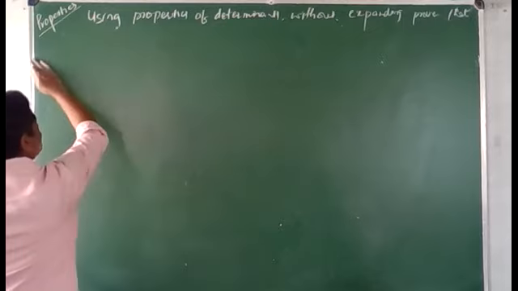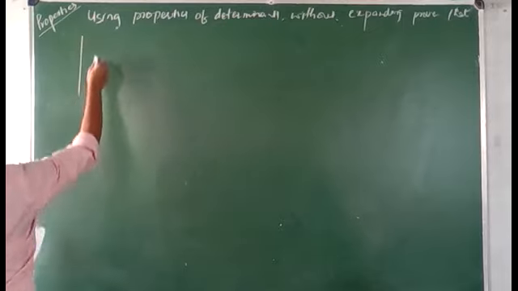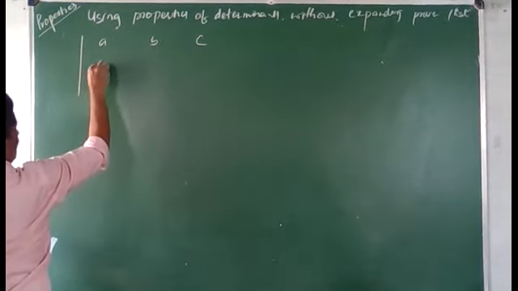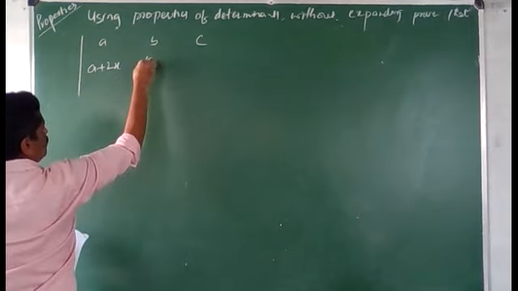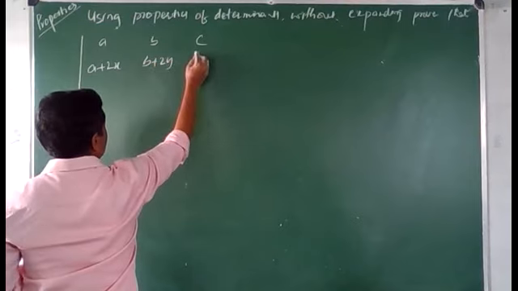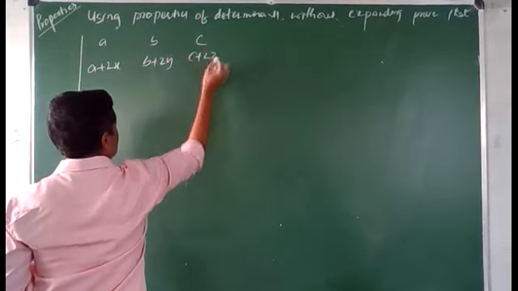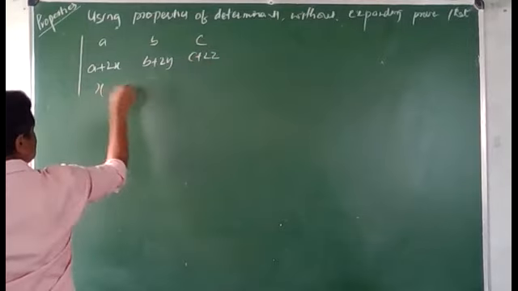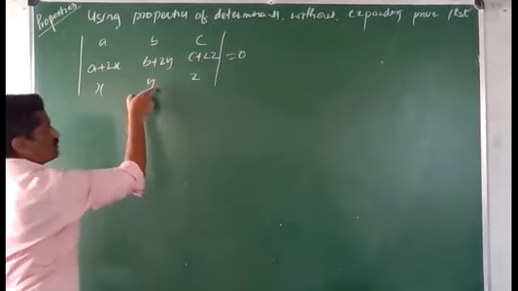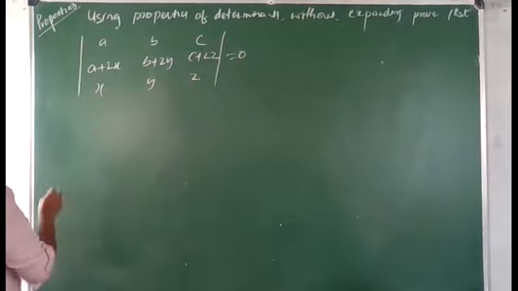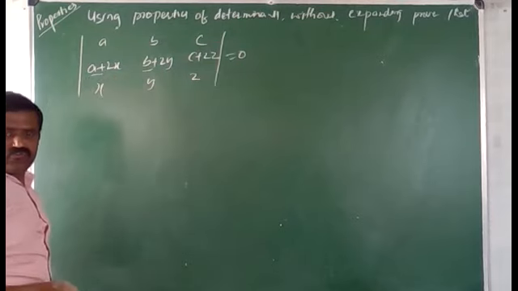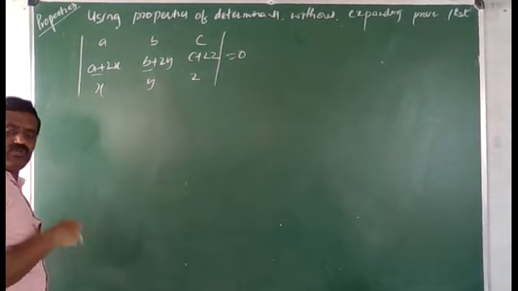Next, the determinant of A, B, C; A plus 2x, B plus 2y, C plus 2z; x, y, z is equal to 0. Prove that the determinant is equal to 0. Apply properties. Here the second row is the sum of two terms. Therefore, we will express this matrix as the sum of two determinants.